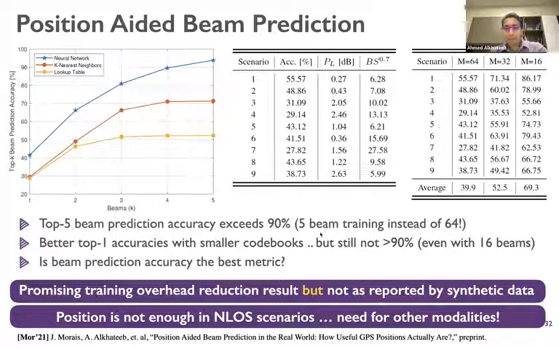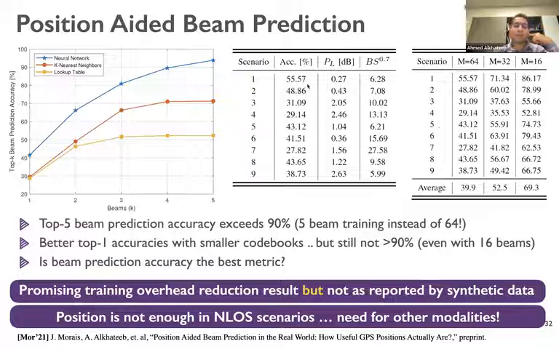Now, this is one interesting point. Of course, if we reduce the number of beams in the codebook, we can expect better results. It's a simpler classification task. Another important question to ask here is about accuracy, beam prediction accuracy, which is probably the most common metric that we have been using in machine learning based beam prediction tasks. Is accuracy the right metric? And here we can argue that probably no.